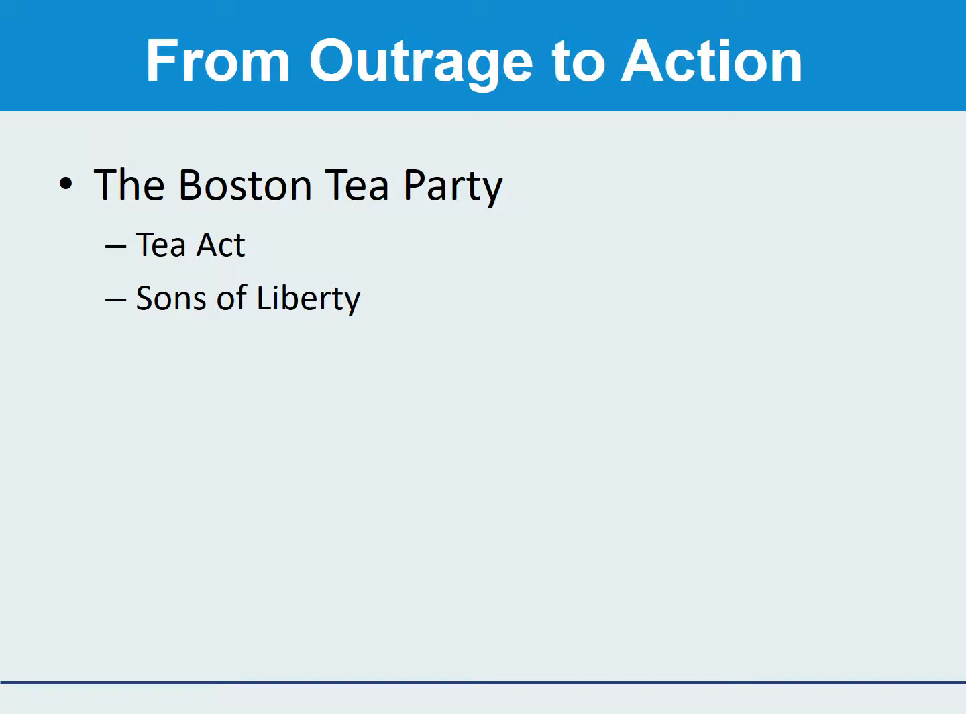After the Boston Massacre, we have a couple of years where there's kind of an uneasy peace. There's not going to be any big major events that occur in the colonies. But then in 1773, the British are going to place a new act on the colonies. It's known as the Tea Act.